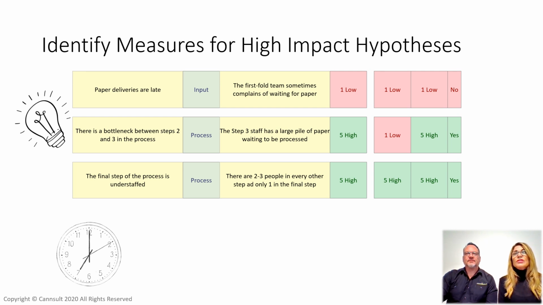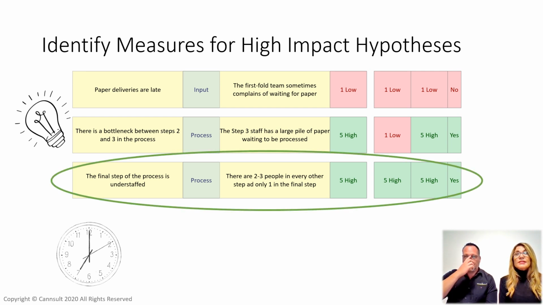If we have a potentially high impact cause that can be confirmed with data and process observation, that's definitely going to be a go. And conversely, if we have a potentially low impact cause that's not feasible to confirm with data or process observation, we'll probably take a pass.